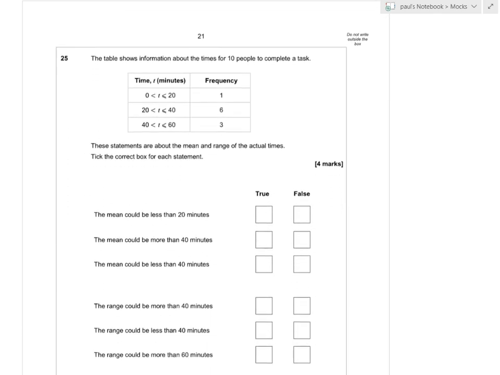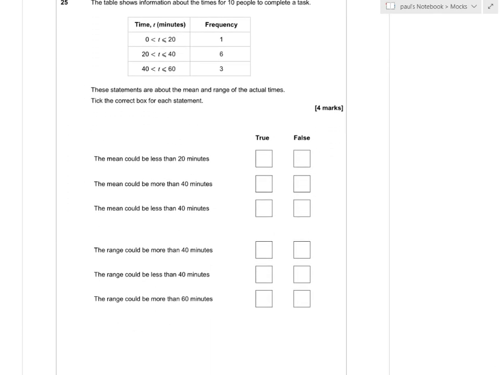Tricky. What are we doing? The table shows something amazing, yeah? These are always a bit awkward, because you can't get them wrong. These statements about the mean and range of the actual times: tick the box. Right, so the mean could be less than 20 minutes. Now, 20 minutes and over has got 9 people, and there's only one less than 20. No, so it can't be that. So that must be false.